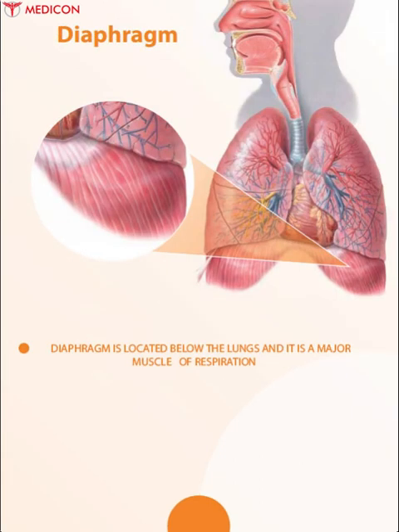Diaphragm. Diaphragm, located below the lungs, is a major muscle of respiration. It is a large dome-shaped muscle that contracts rhythmically and continually, and most of the time involuntarily, upon inhalation. The diaphragm contracts and flattens, and the chest cavity enlarges.